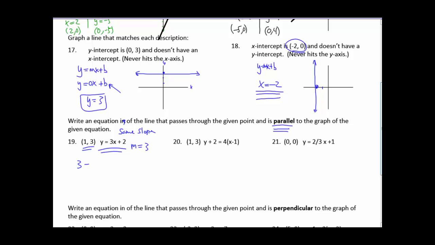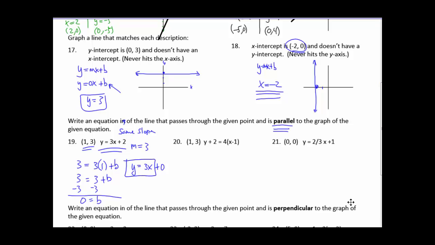we know that the y is 3. We know that the slope has to be 3, and then we can input the 1 for x, and we're going to solve for b. So if we get 3 equal to 3 times 1, which is 3, plus b, all we have to do is subtract 3, and you get b is equal to 0. So the equation that we need is y equals 3x, which is the same, or parallel, slope, plus 0. Or you could leave it as y equals 3x.